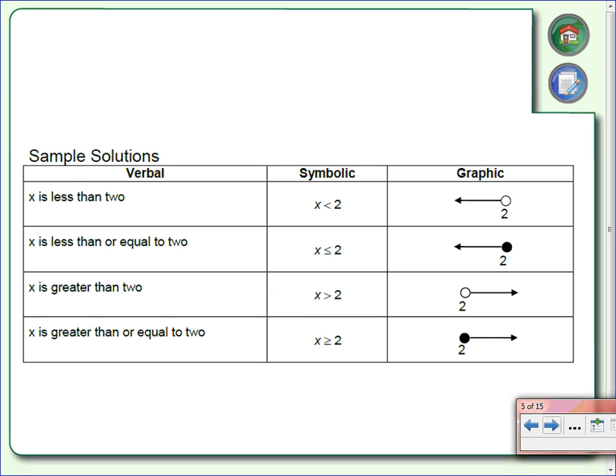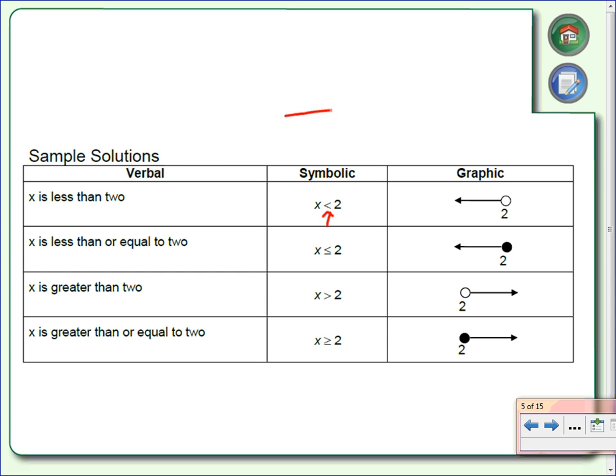The first one, the verbal: x is less than 2. What does x is less than 2 look like? Well, here's what it looks like symbolically. Notice this right here. This is the less than symbol. That right there says x is less than 2. We can also show that graphically with this over here: 2, circle, with an arrow pointing to the left.